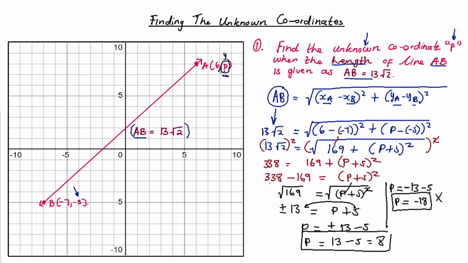Why? How do I know? I'm presented with two values of p. How do I know which one is the correct one? Looking at the coordinate or the point A, I can see that it's located in the first quadrant, and both the x and the y should be positive. So hence we should be going with p being equal to 8. Okay, so this is how you can calculate unknown coordinates using the length, the distance, or the gradient.